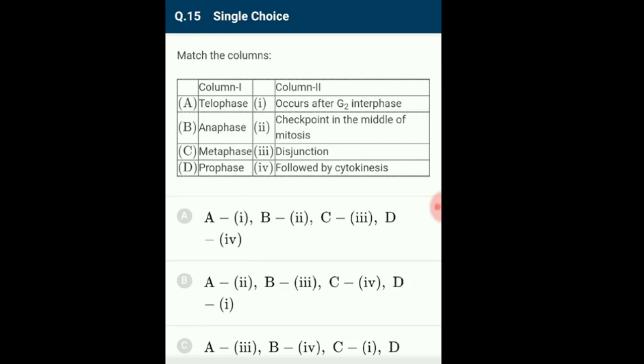Nuclear membrane, nucleolus and endoplasmic reticulum reappear during telophase. Thus, two nuclei are formed, which is followed by cytokinesis. So, the correctly matching option is option B.